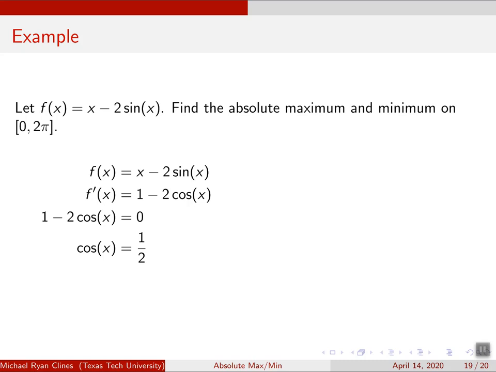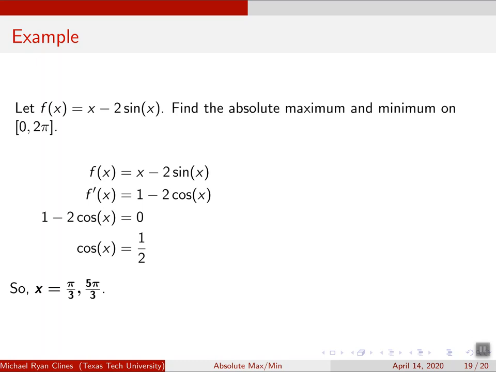This is where knowing your unit circle is vital. If you do not know your unit circle, you are not going to figure these values out. Simple as that. So x is equal to pi over 3 and 5 pi over 3. These are the two values that when you evaluate them at cosine, you get 1/2. And these are the two values that do this job on the interval 0 to 2 pi. So these are our critical values.